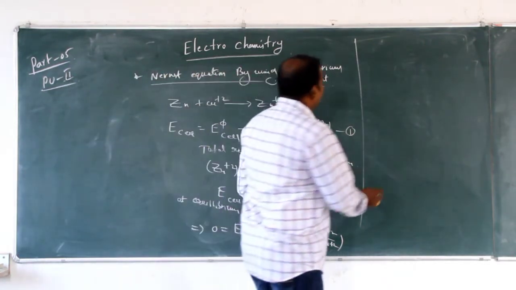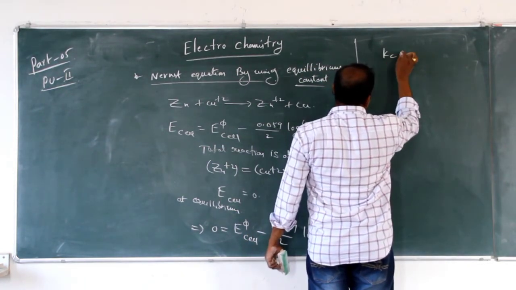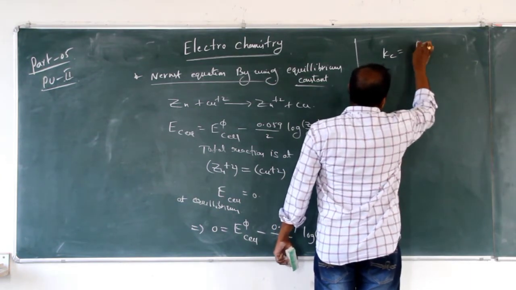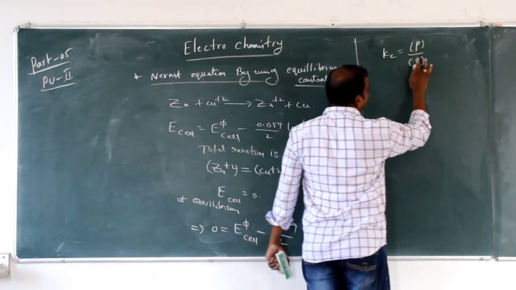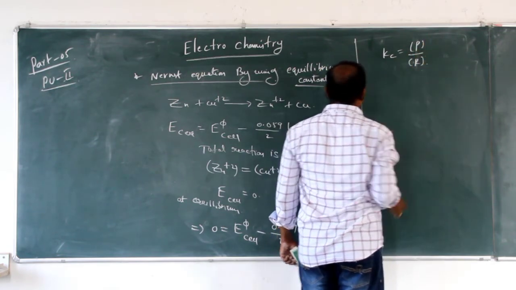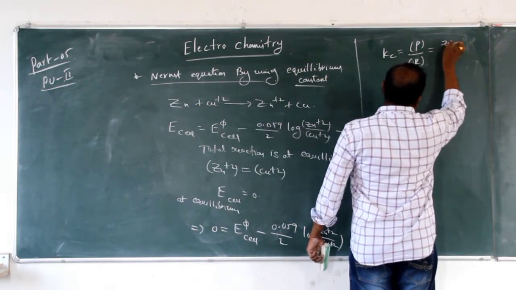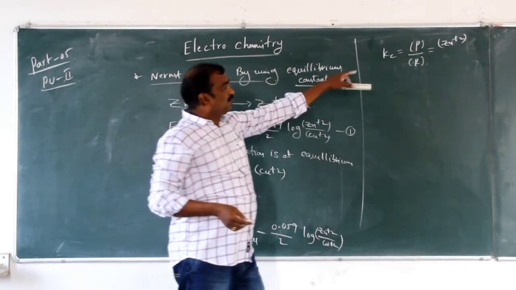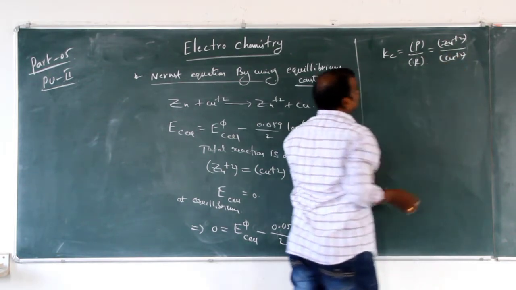So how can you write Kc for this reaction? Generally, Kc is equal to products concentration by reactant concentration. What are the products here? Products is equal to Zn plus 2, and the reactant is Cu plus 2.